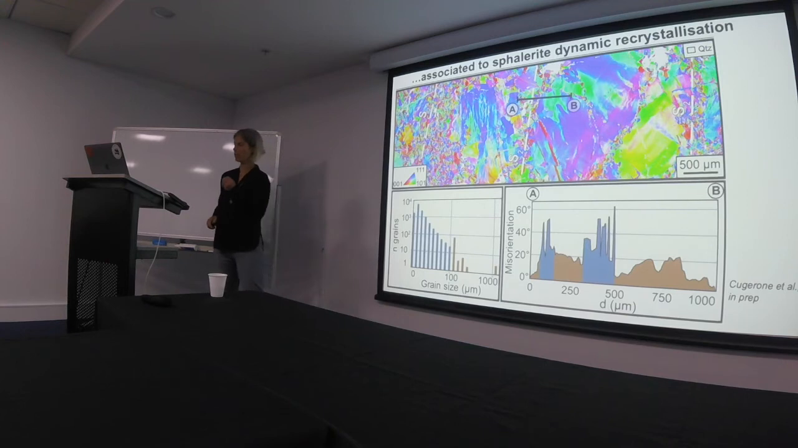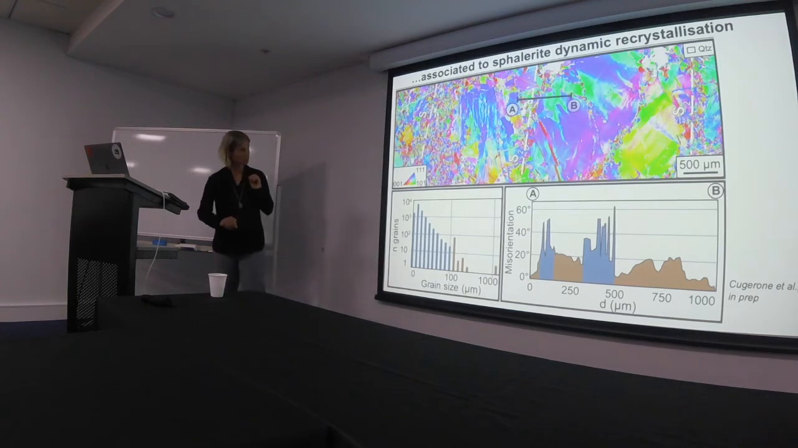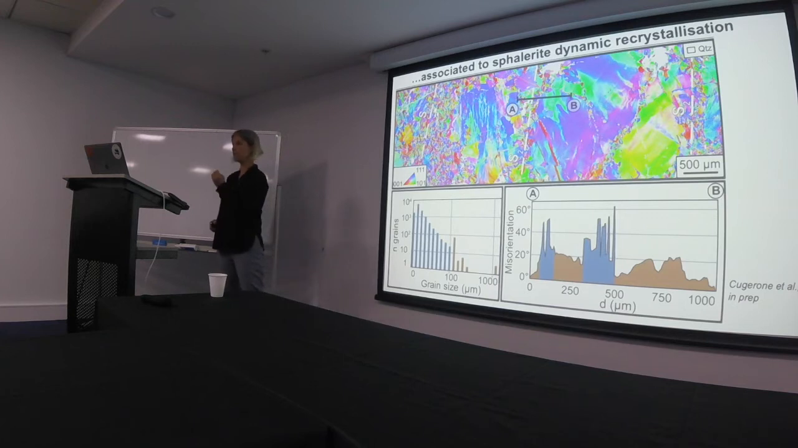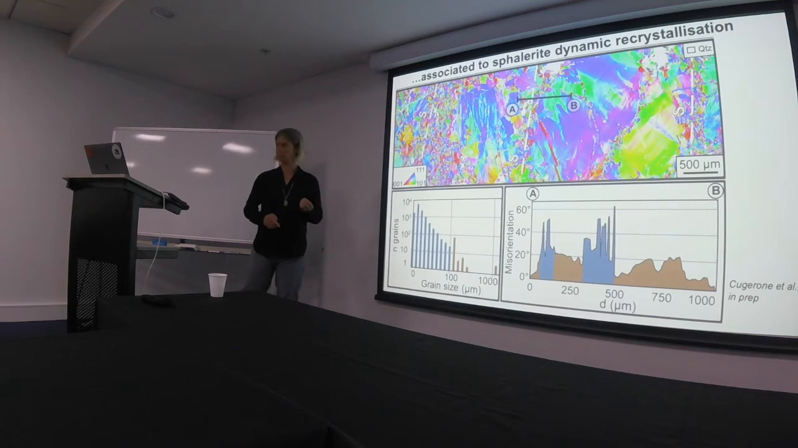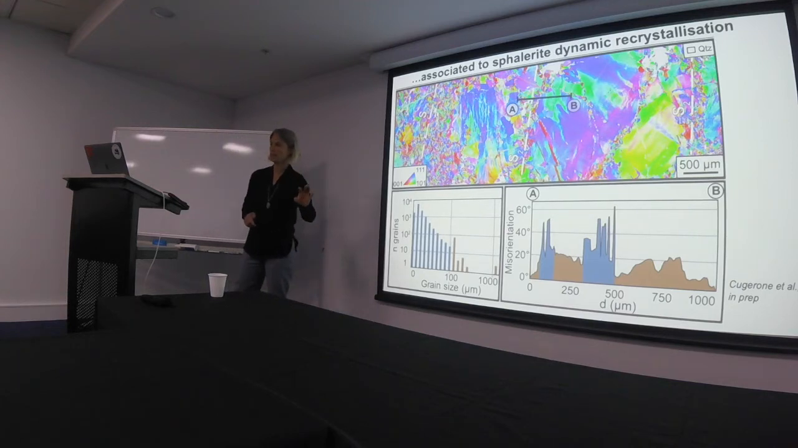So the fine grain domains are daughter grains from the recrystallization of this parent grain. So these pictures evidence that the main process leading to the different grain size within the same thin section is dynamic recrystallization. So we have evidenced this process of dynamic recrystallization.